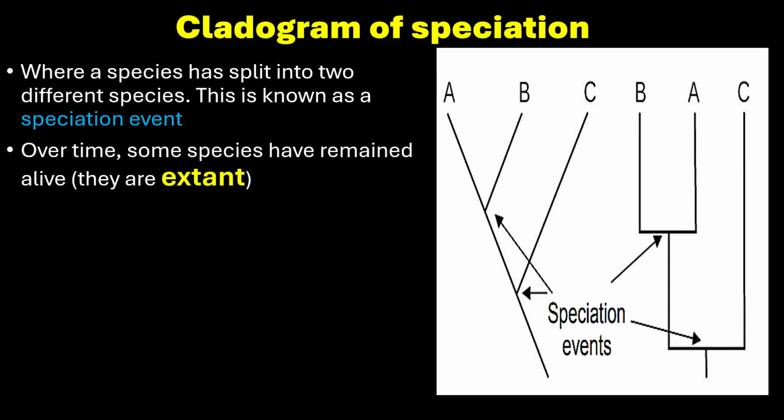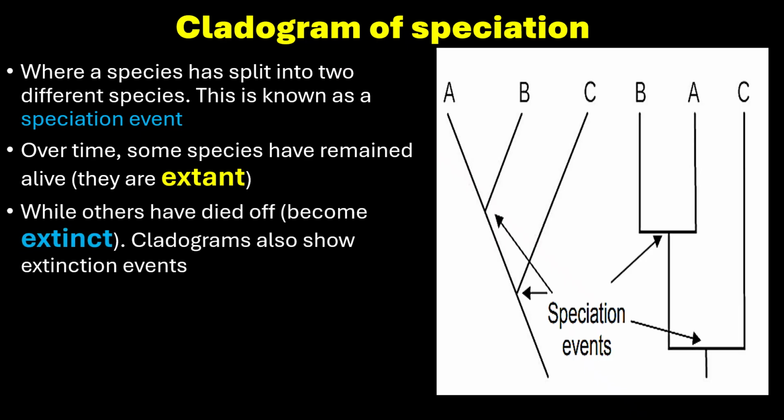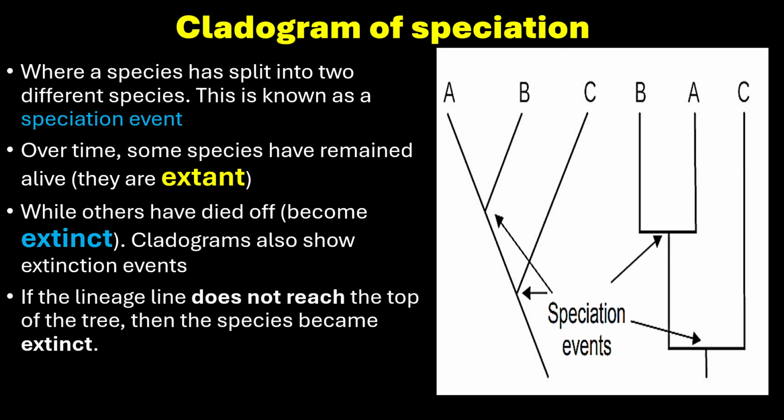Then over here, what happens? Over time, some species have remained what? Alive. And if the species remain alive, we say they are what? Extant. And then others have died off. If they die off, that means they have become extinct. So species that are no longer existing, we say they are extinct. And those that are still there, we call them extant. So the cladogram shows two events: we have extinction, and then we have extant species.